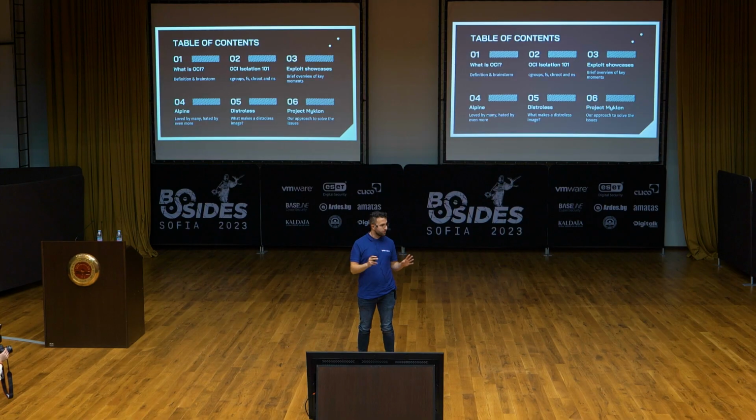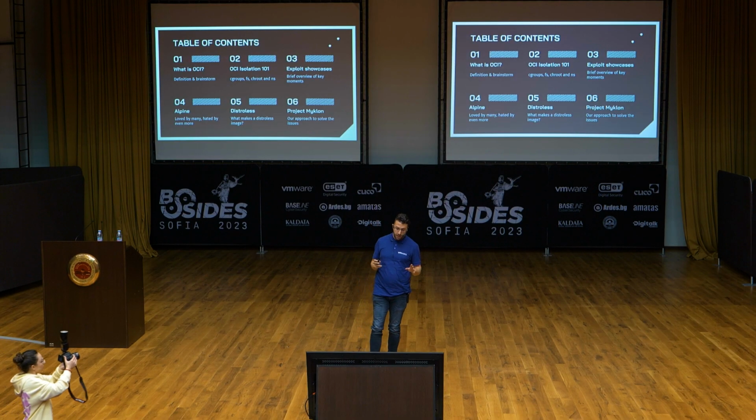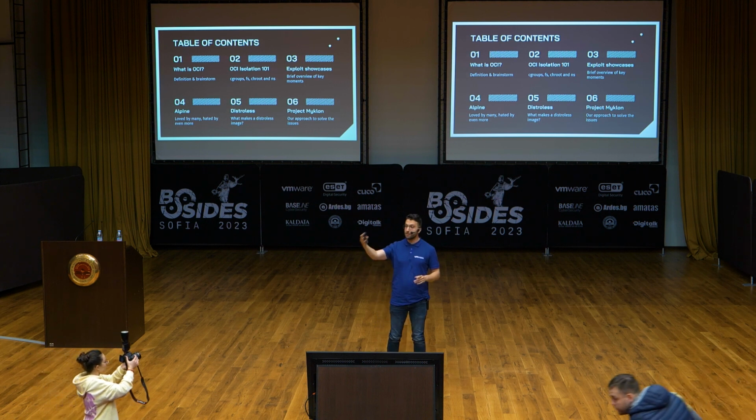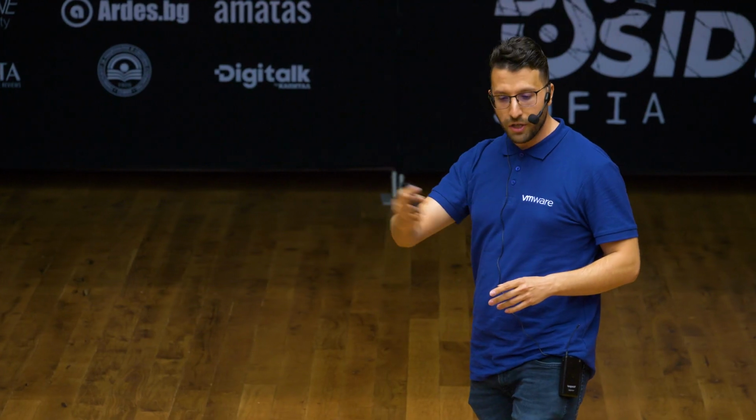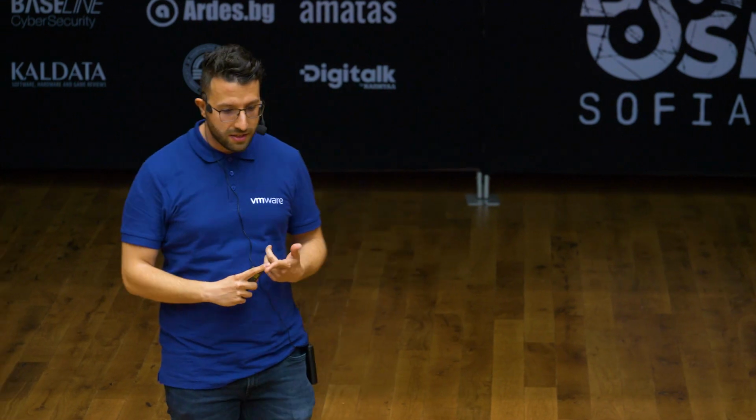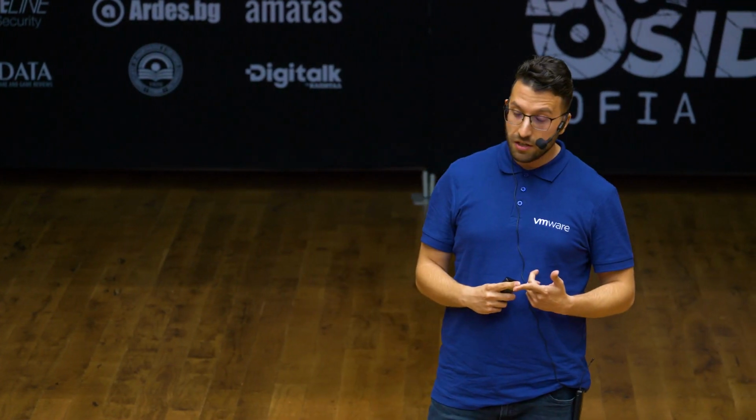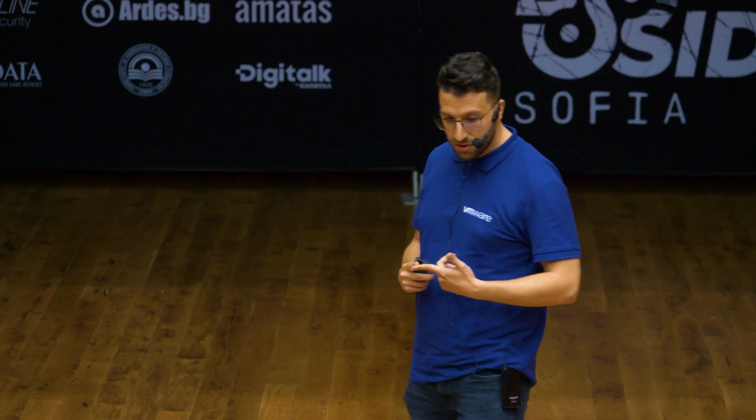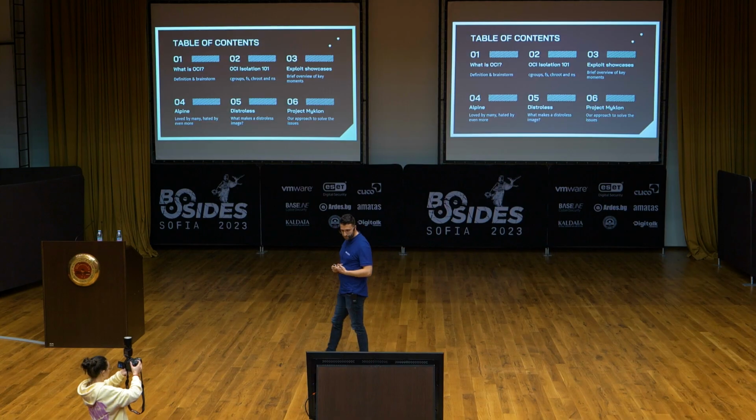Let's go through the table of contents. So first of all, we're going to focus on what is OCI. We're going to define it. We're going to have a little bit of a brainstorm with all of you. Then we're going to speak about the OCI isolation. So we're going to do a 101 crash course, which we used to have at the university. Understand what are cgroups, what is the file system, and the container aspect. Talk about the change root, or chroot, and namespaces.